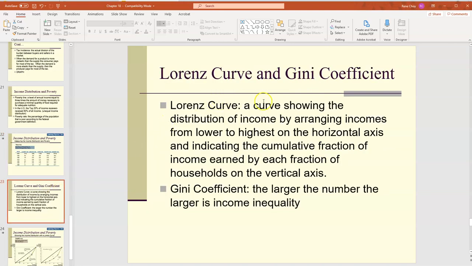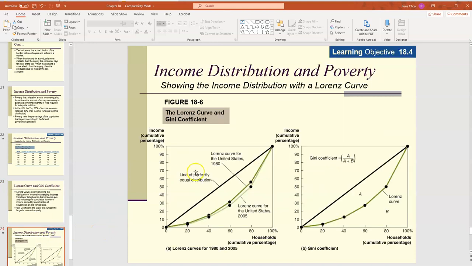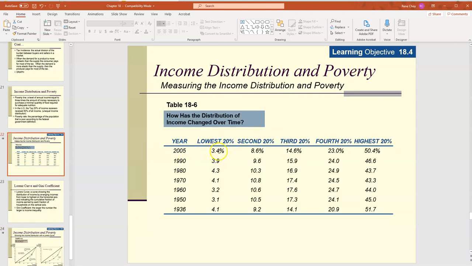So the Lorenz curve is a curve that shows the distribution of income by arranging income from lowest to highest on the horizontal axis and indicating the cumulative fraction of income earned by each fraction of the households on the vertical axis. Now here's what a Lorenz curve looks like. The line in the center represents income equality. On the horizontal side, we have the percentage of households, and on the vertical side, we have the cumulative level of income.